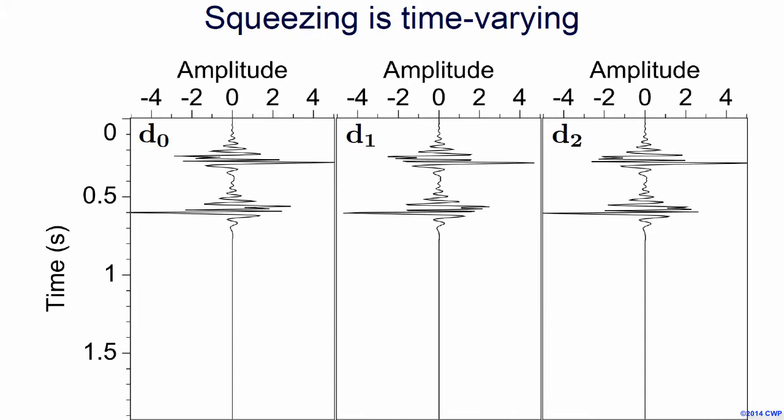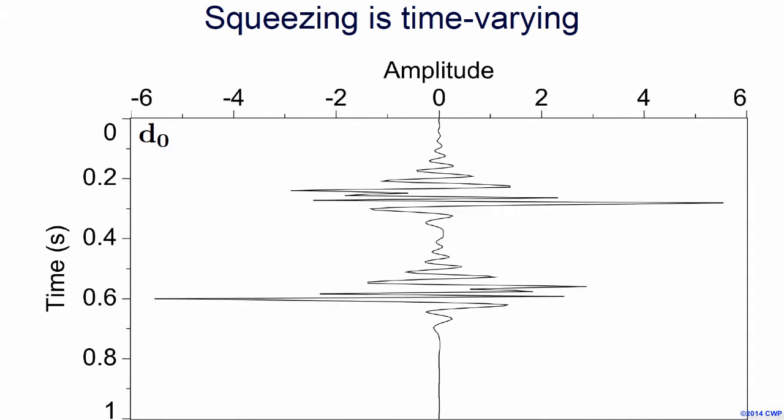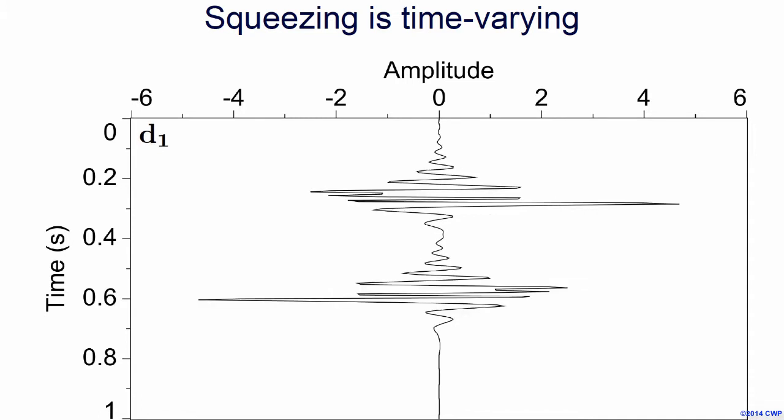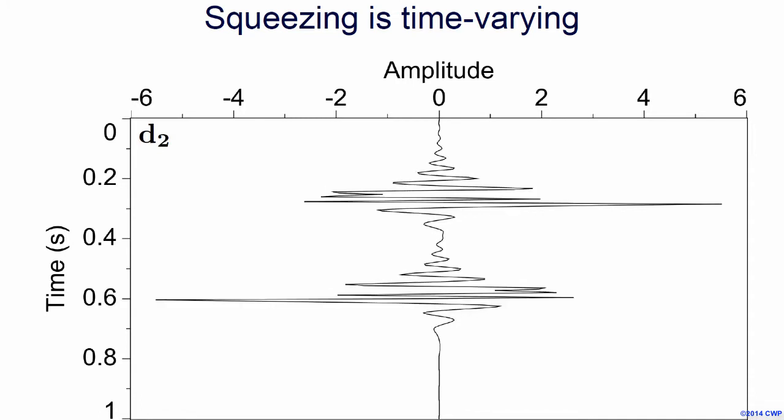Now these vectors are different. And to show you these differences, I'm going to zoom in on each one of them. Here's D0, which has a different waveform from D1, which has a different waveform from D2. Now it's these differences that allow us to estimate our inverse wavelet A. If we were simply shifting G to F, then D0, D1, and D2 would be time-delayed versions of one another, which would not allow us to estimate our wavelet.